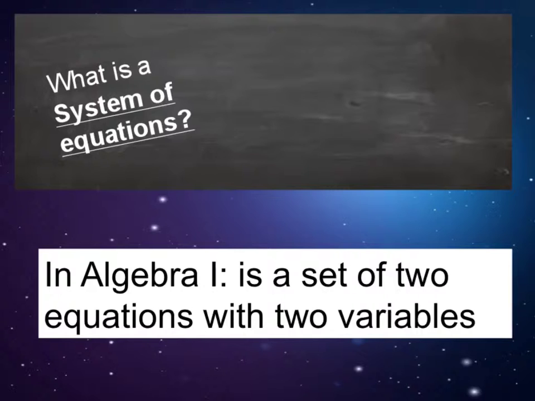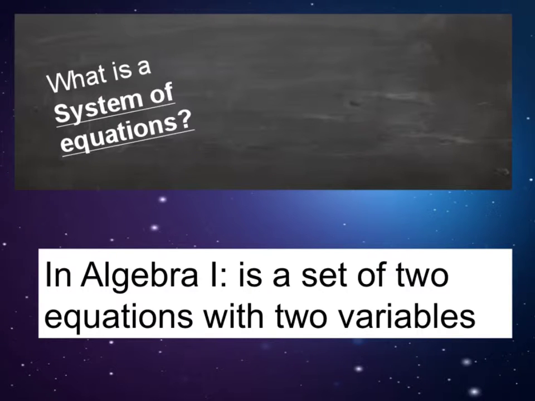What is a system of equations? Well, in Algebra 1, it is a set of two equations with two variables. In Algebra 2, it could be a set of two or more equations with two or more variables. But for Algebra 1, we're only going to do two variables and two equations.